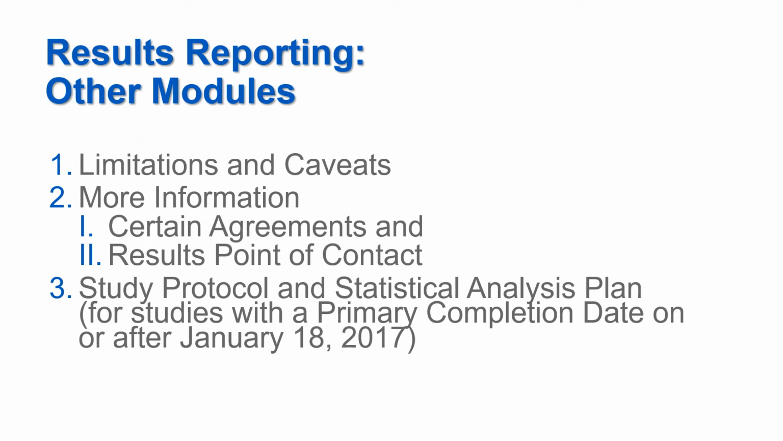Result submission also includes completing the limitations and caveats module and the certain agreements and results point of contact modules, which are grouped together under more information. Please note that studies with a primary completion date on or after January 18, 2017 must provide the study protocol and statistical analysis plan as part of results information submission.